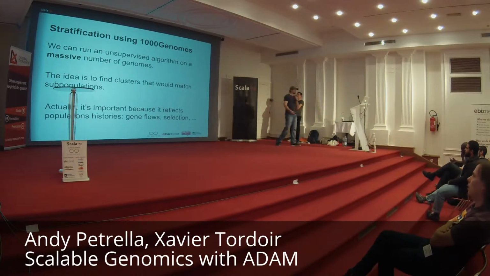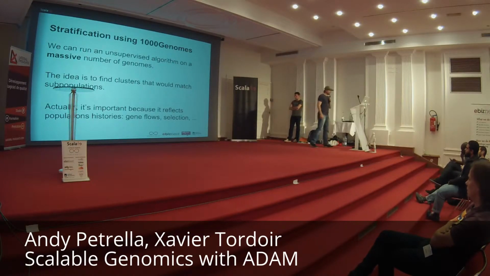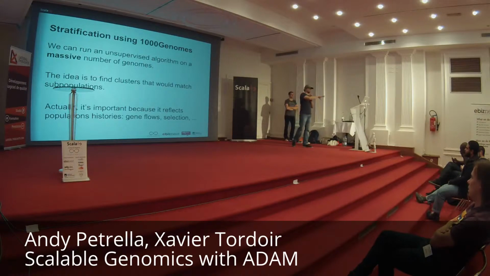And to do this, we tried to apply unsupervised algorithms, which are generally more intensive in resource consumption than the others. So with this data, we can run unsupervised algorithms on the massive number of genomes that we had, right? So the idea to find the correspondence between the genome and its population is trying to find the clusters and trying to see where they may have come from.